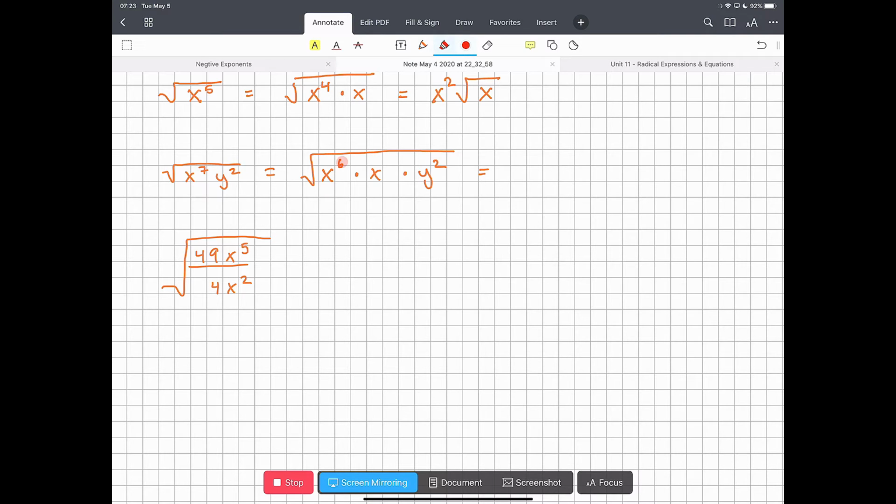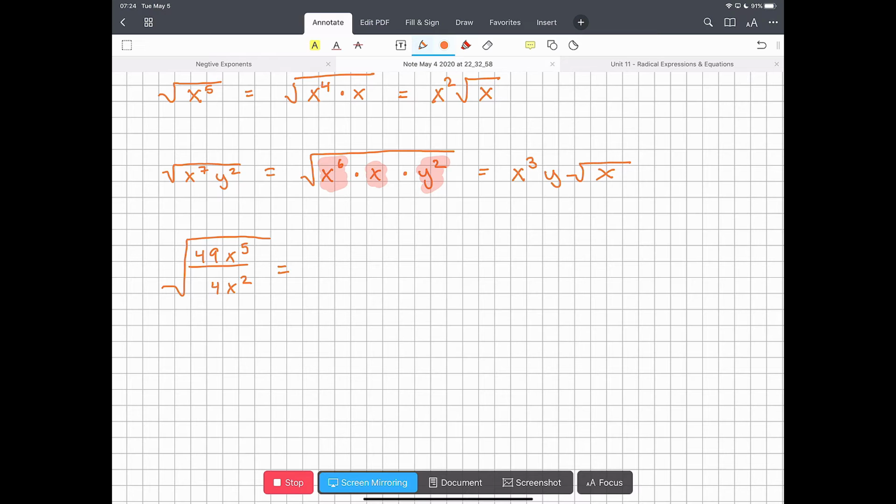So let's start with the square root of x to the 6th. What multiplied by itself is x to the 6th? That would be x to the 3rd. x is not a perfect square, so we leave that as is. That's going to stay in the radical sign. And then y squared is a perfect square. The square root of y squared is y. So it's x to the third y multiplied by the square root of x.